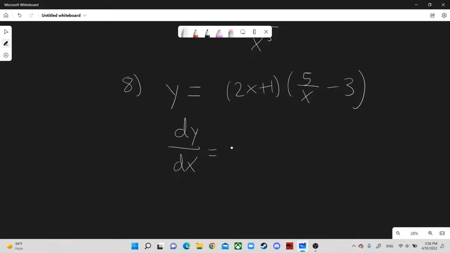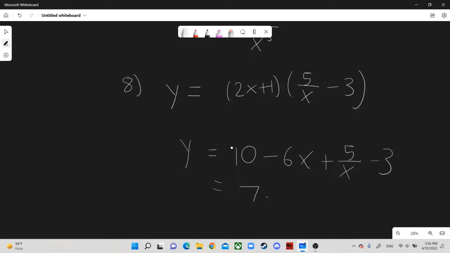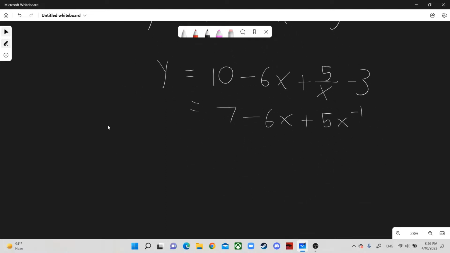So let's expand it. 2x times 5 over x, that is 10. 2x times minus 3, that's minus 6x. 1 times 5 over x, that's 5 over x. 1 times minus 3, that's minus 3. Okay, now we can simplify this. Oh, sorry, wait, this is not dy dx, my bad. I only expanded it, I didn't differentiate yet. Okay, and so if I simplify this, I get 10 minus 3, 7, minus 6x plus 5 over x. Remember, 5 over x is the same thing as 5x to the minus 1. Okay? Now we can differentiate it, because now we know how to differentiate this.